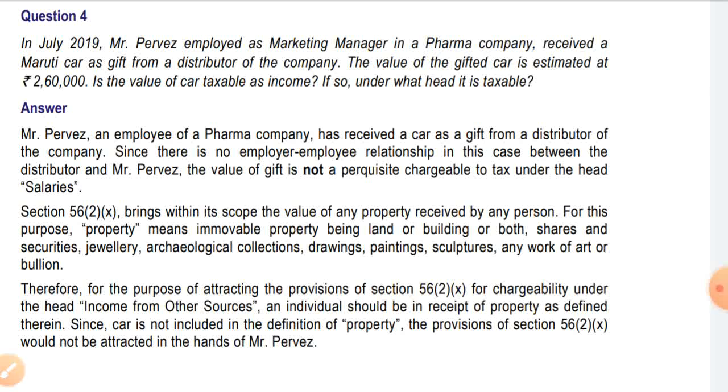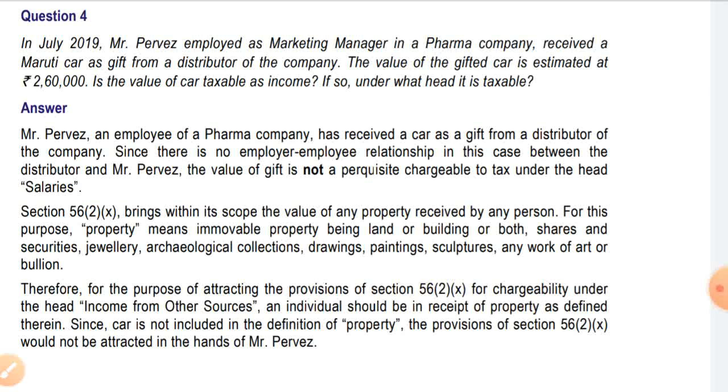Okay. So for the movable property, that is shares and securities, jewelries, archaeological collection, drawing, painting, sculpture, work of art or bullion, I made a code, that is DJ SSWAP. The D for drawing, J for jewelry, S for shares and securities and sculpture, S square it is, W for work of art, A for archaeological collection, P for painting. And additionally one more movable property is there, that is bullion. You can learn it that way: DJ S square WAP, and bullion additionally, and land and building is an immovable property, so you can memorize it that way.